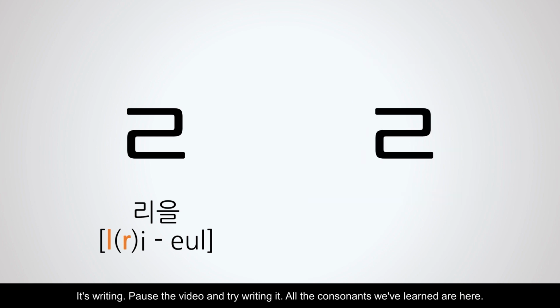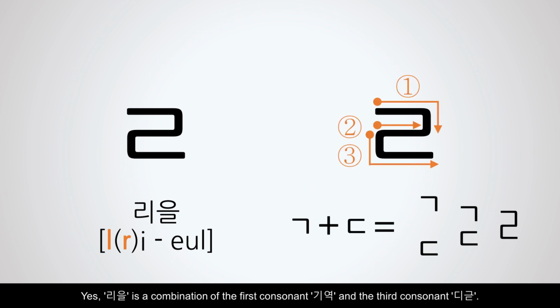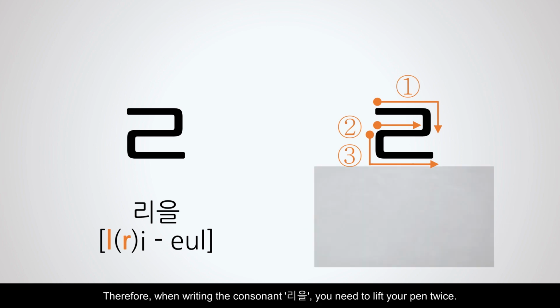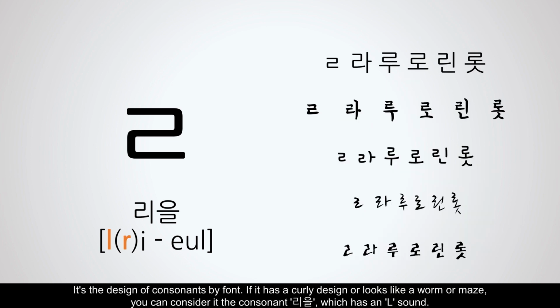It's writing. Pause the video and try writing it. All the consonants we've learned are here. Yes, reul is a combination of the first consonant, gyeok, and the third consonant, digeut. Therefore, when writing the consonant reul, you need to lift your pen twice. It's the design of consonants by font. If it has a curly design or looks like a worm or maze, you can consider it the consonant reul, which has an L sound.